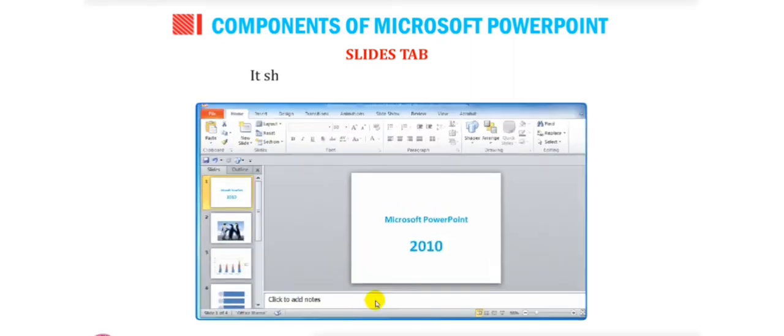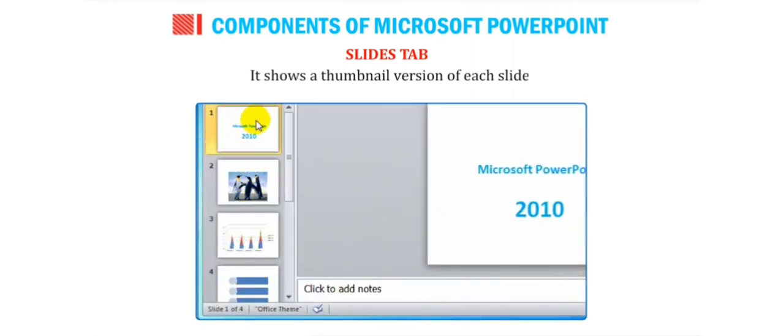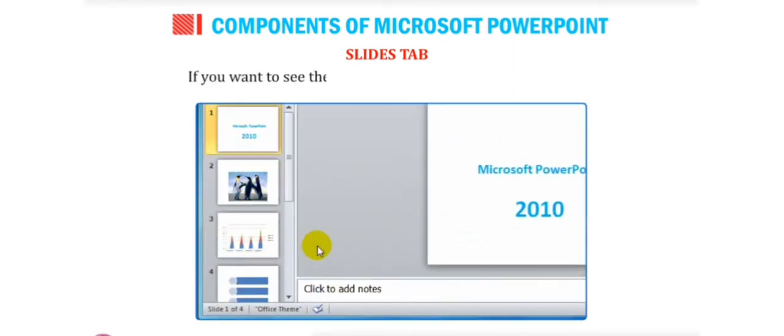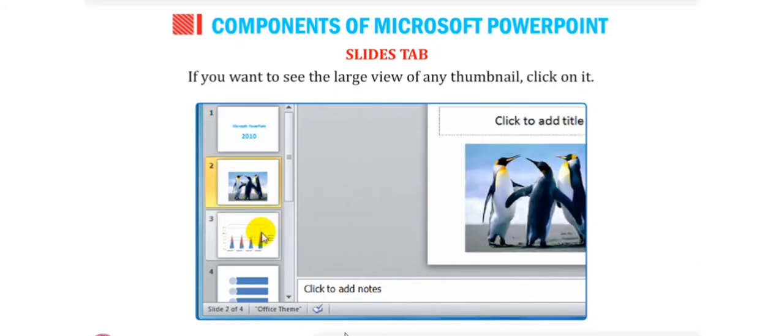Next is Slides tab. Here you can see it shows a thumbnail version of each slide. If you want to see the large view of any thumbnail, click on it. At the left side of the PowerPoint presentation window, you can see a list of slides, and this is called Slides tab. All slides are shown here, and if we want to see any slide in large view, we can click on it and it will display in the middle part of the window in a large view.